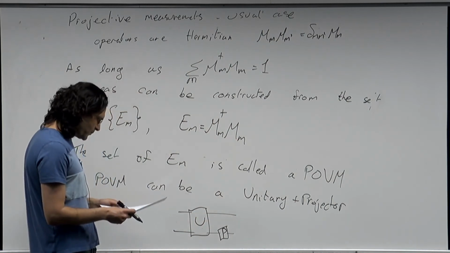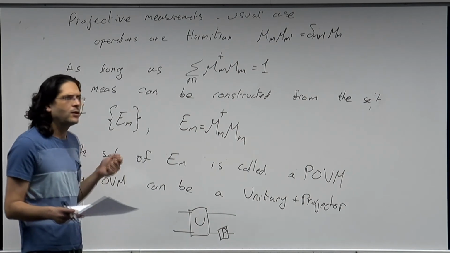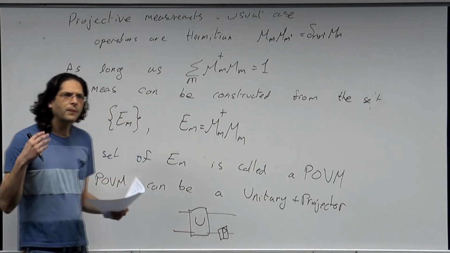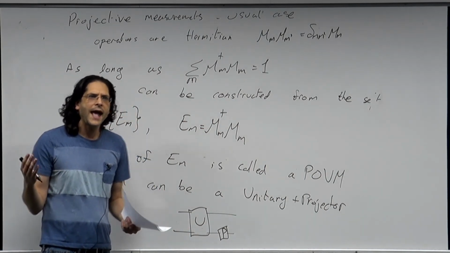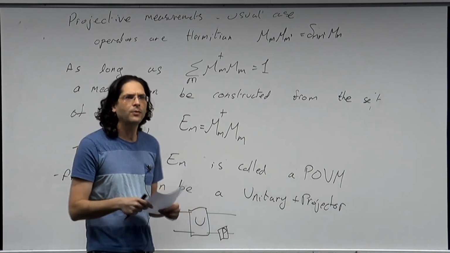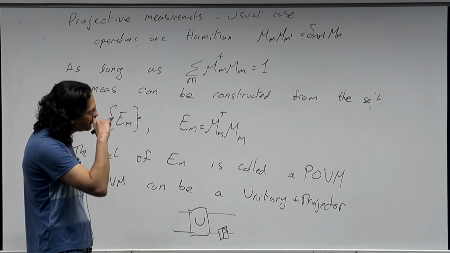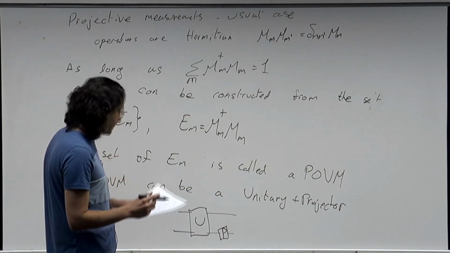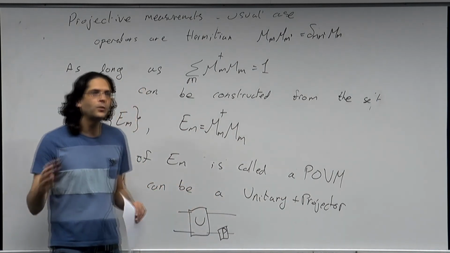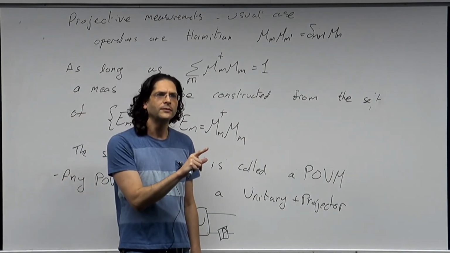And to give you an intuition as to where POVMs come in, they come in when we're talking about real measurements, and when we want to talk about statistical ensembles, and sometimes when we want to talk about the outcomes of experiments, but we don't care about the post-measurement state. Maybe in a more intuitive sense, you can think of a POVM.